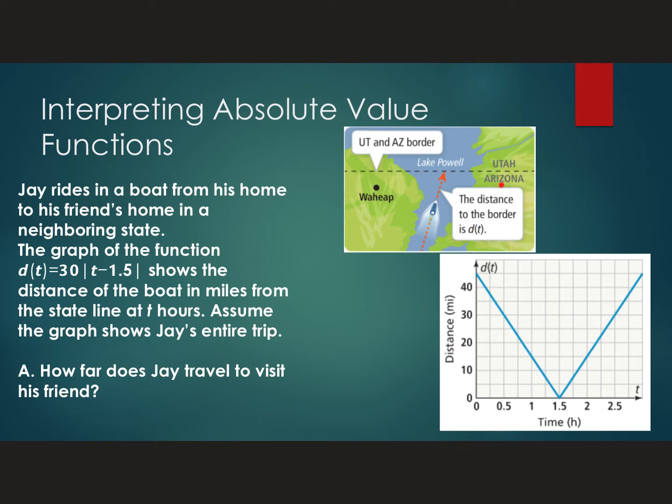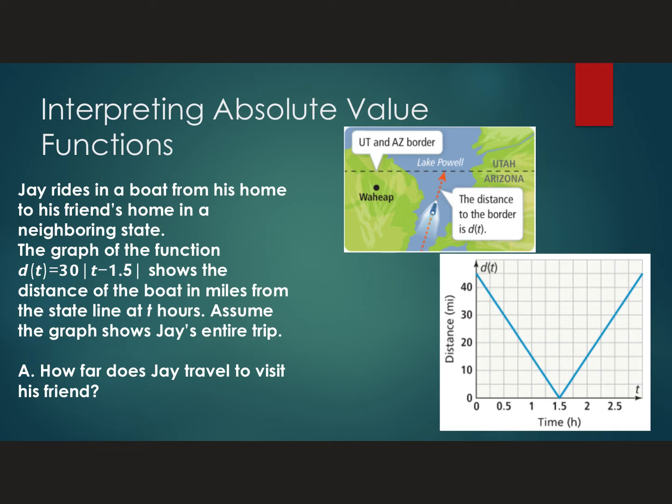So you see here is a picture. Jay is in his boat. He's traveling towards the border. This is the border. Then he's got to travel over the border to his friend's house. Here is our graph. You see where he starts. So here's our question. How far does Jay travel to visit his friend? How can we use this information to figure out how far Jay traveled to visit his friend?